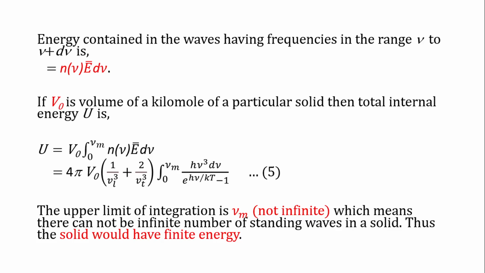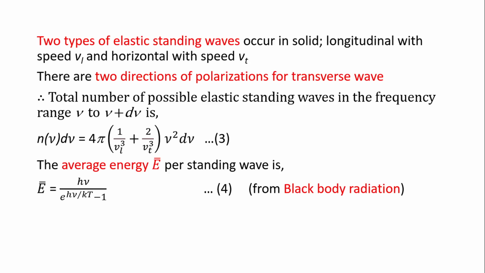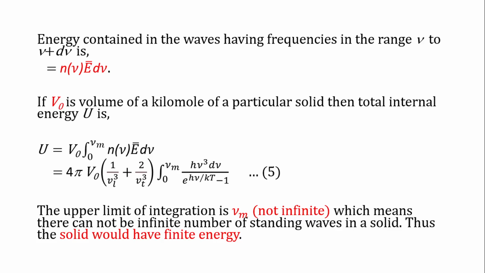After putting the values of E bar and n nu d nu from equation 3 and equation 4, the difference is that here it is nu square, and here it is h nu, so it will be h nu cube d nu. This factor will come there, and we find the expression for internal energy as shown in this figure.